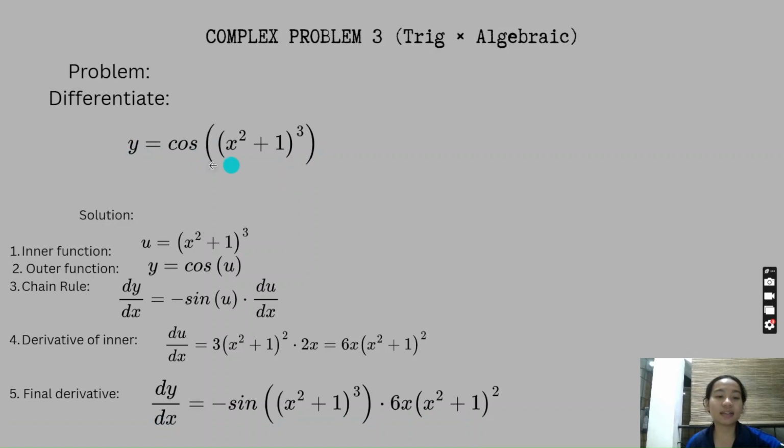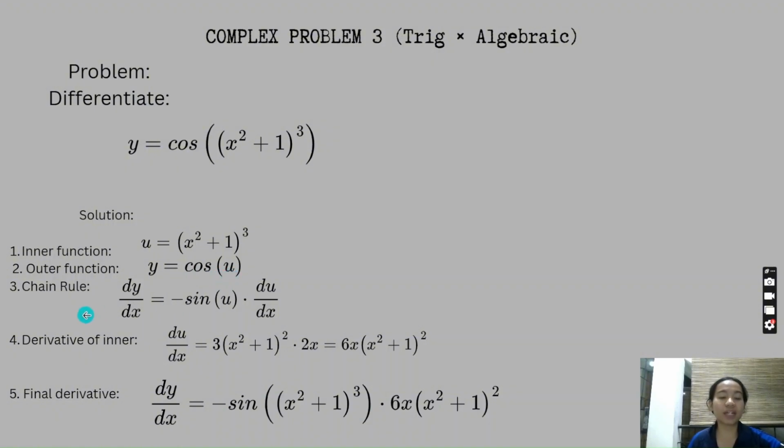So in this case, our inner function is x squared plus 1 to the third. And our outer function is cos. We have cos as our outer function because we see evidently from this function that its outer function is the cos itself, and we just simply copy the u since the inner function is not involved. We are just going to get the outer function.